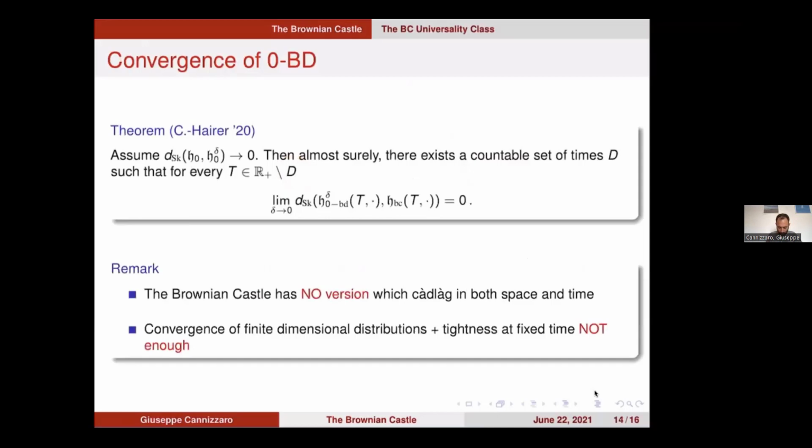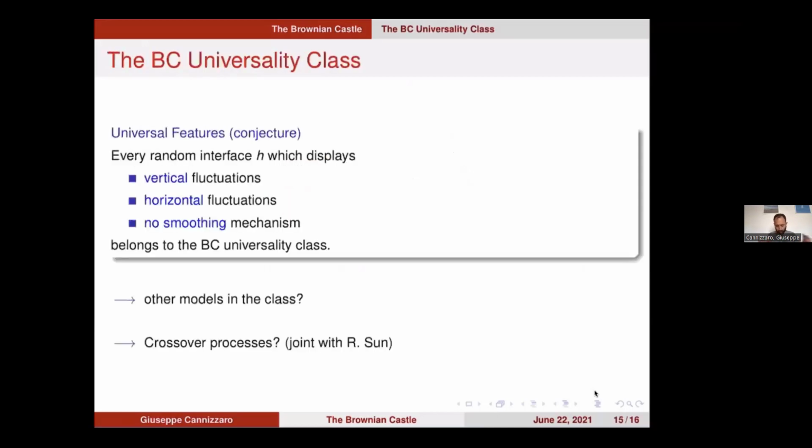Let me conclude with these two things. First, which are the types of models we can expect belong to the Brownian Castle universality class? Well, these should be those which have vertical fluctuations, horizontal fluctuations, and no smoothing. The vertical fluctuations are due to the Gaussian process, which is indexed by our trajectories, while the horizontal fluctuations are those due to the Brownian web structure. And there is a family of models which indeed display these features.